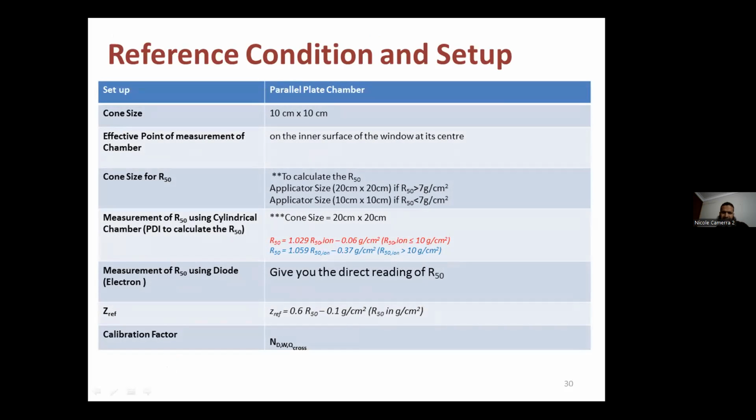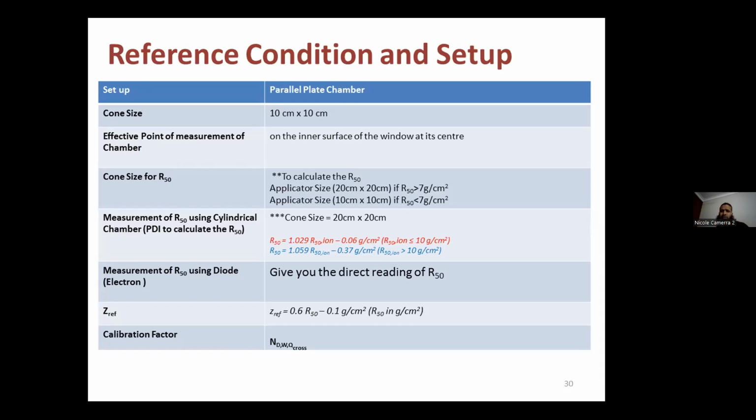The cone size is critical when you're measuring your R50. Normally you do your percentage depth ionization. It is recommended to use 20 by 20 or greater if your R50 is greater than 7 g/cm², and the applicator size could be 10 by 10 if R50 is less than 7 g/cm². There is a beautiful description explained in TRS-398. I recommend you read it, but I will just give you brief information about that.